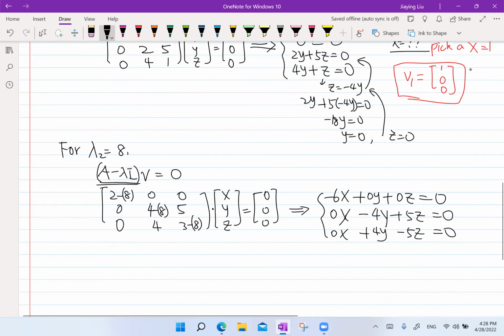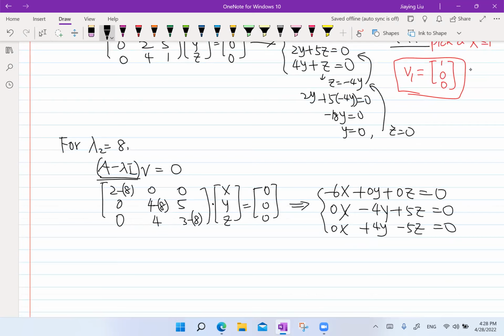And from here, we can solve for x in this step. So negative 6x equals 0, so x has to be 0. And then from the second line, we get negative 4y plus 5z equals 0. Not much we can do. We can divide by negative 4, but that gives us a fraction. So I'm going to leave it. So I'm going to write 4y equals 5z, or maybe 5z equals 4y to make it better.